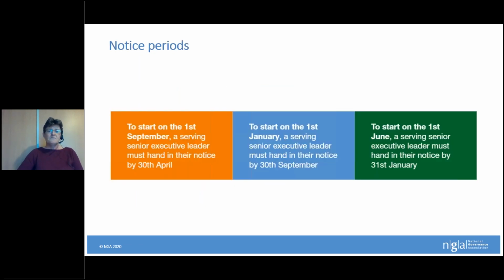So this example is based on a serving head teacher's notice period. It's worth mentioning that if you end up appointing someone who's a deputy head or a head teacher who's not working, or a head teacher who's currently employed by a school abroad and is intending to return to the UK, then their notice periods will be different. And boards must ensure that they are really clear on individual candidates' notice periods. But these are an example of a serving head teacher. And as you can see, again, those are extensive, and it's easy to see where your timeline stacks up when you look at those notice periods.